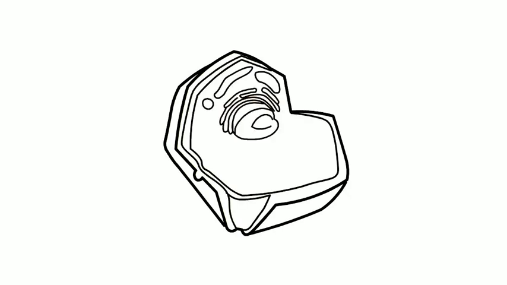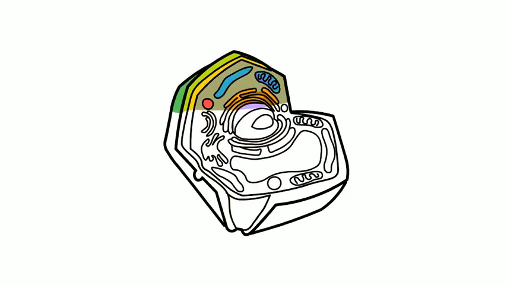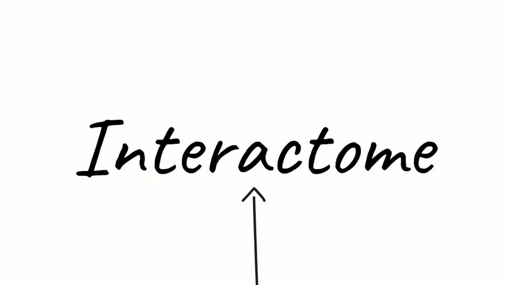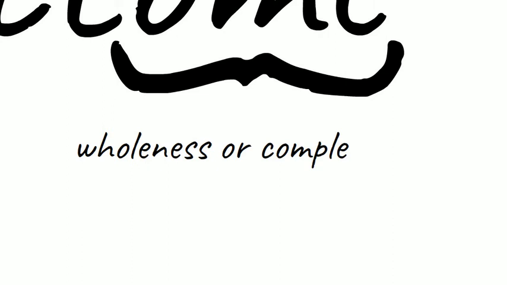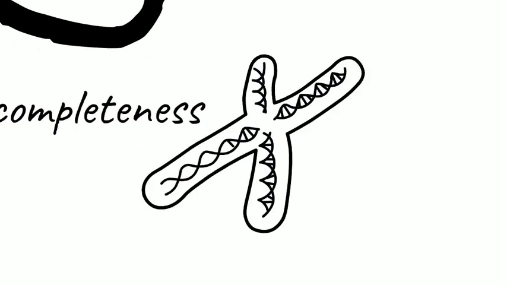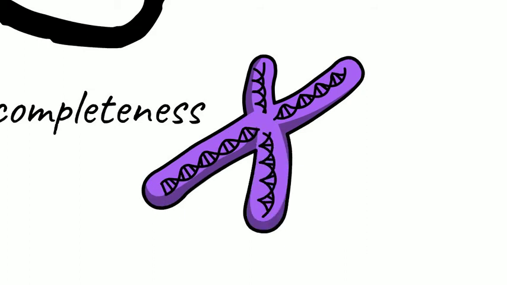A cell is always changing, and these changes are difficult to keep track of. One method used is to study the interactome. The suffix "ome" is used to denote a sense of wholeness or completeness and is used in many ways, such as in genome or, as we see today, interactome.